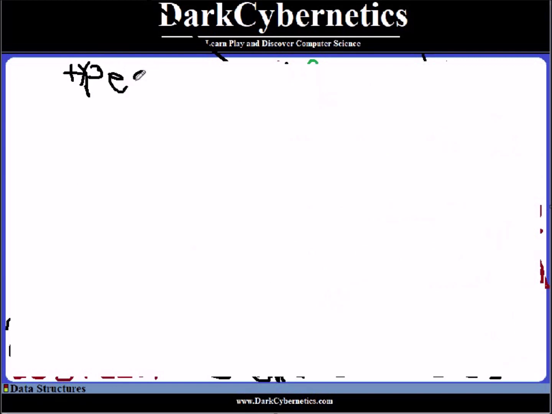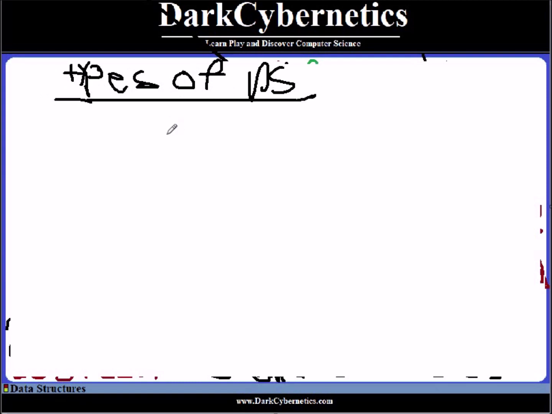And suppose we want to know about the different types of data structures. Well, data structure types come in different categories, and it is not hard to understand that there are primitive ones. Let's write it up here.